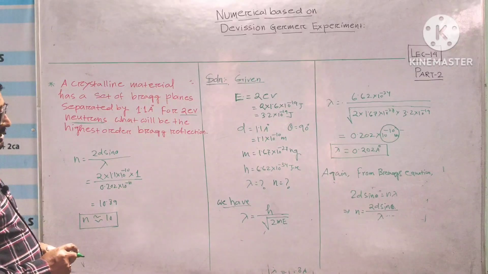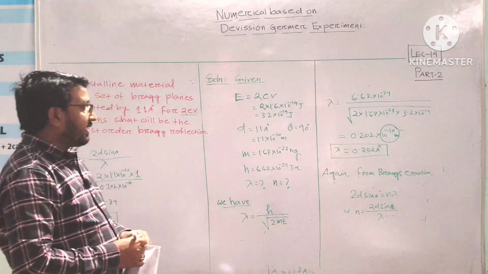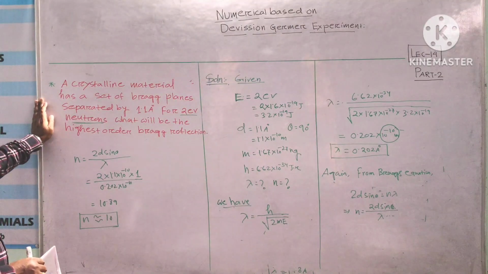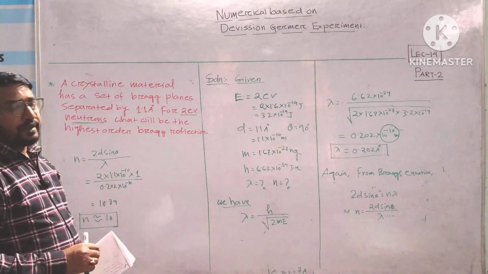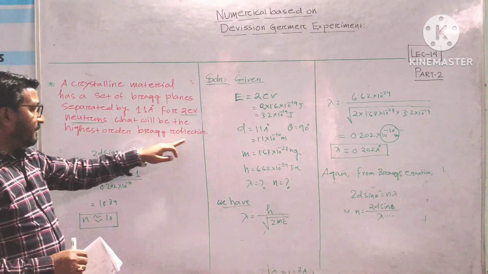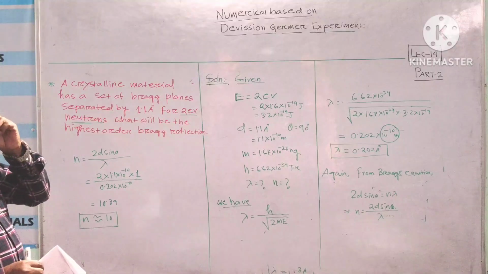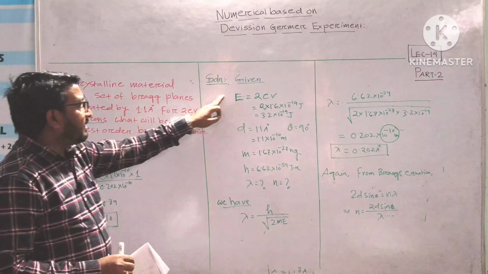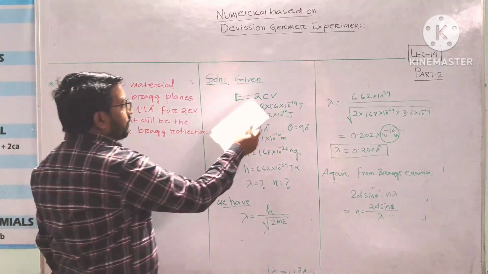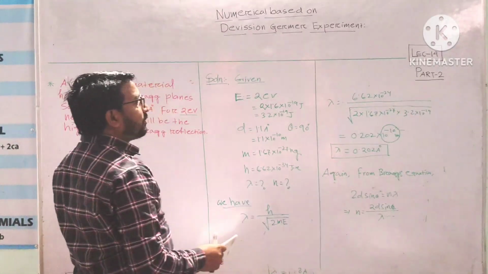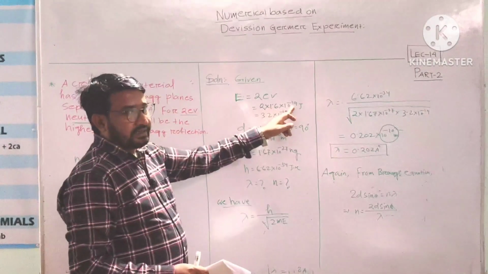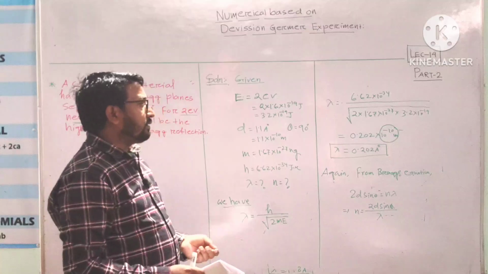For your better understanding, I am going to repeat it once again. The statement of this question: a crystalline material has a set of Bragg's planes separated by 1.1 angstrom. For a 2 electron volt neutron, what will be the highest order Bragg's reflection? Now we are going to solve this question. The given data: E, this is energy, and energy equal 2 electron volt. We know that 1 electron volt equal 1.6 into 10 to the minus 19 joule. So we can write 2 into 1.6 into 10 to the minus 19 joule, and this is equal to 3.2 into 10 to the minus 19 joule.